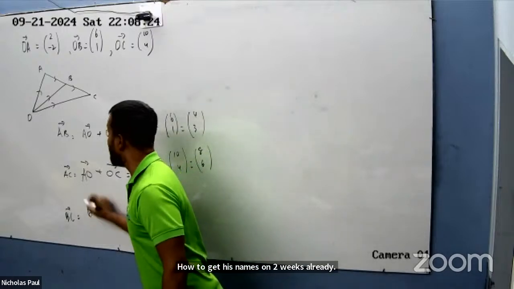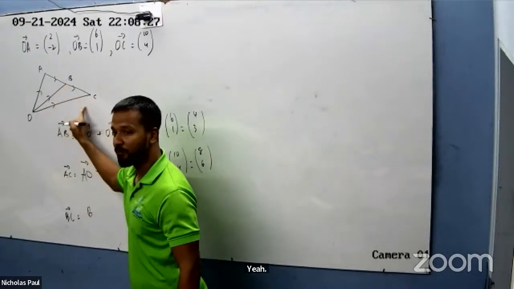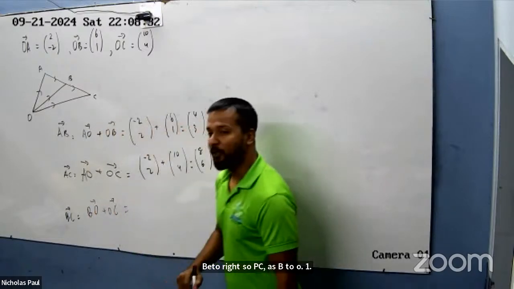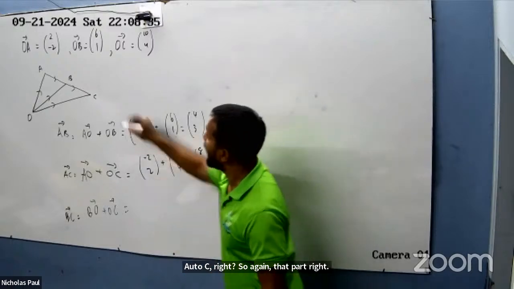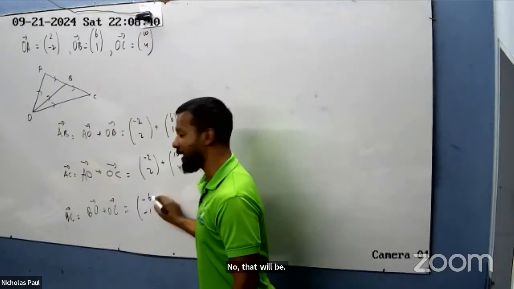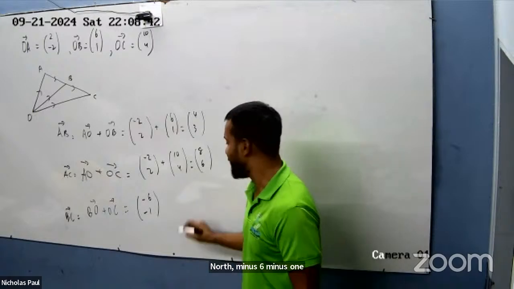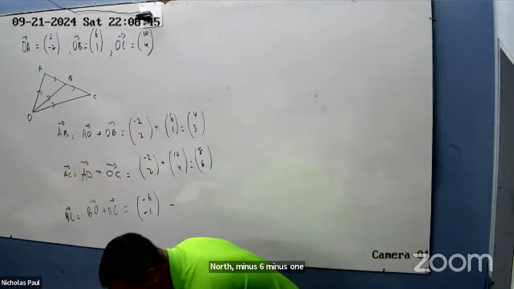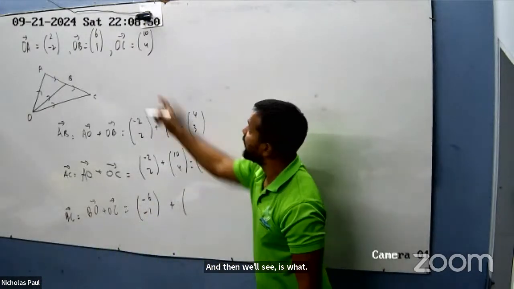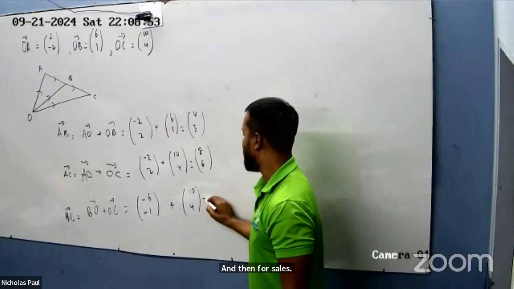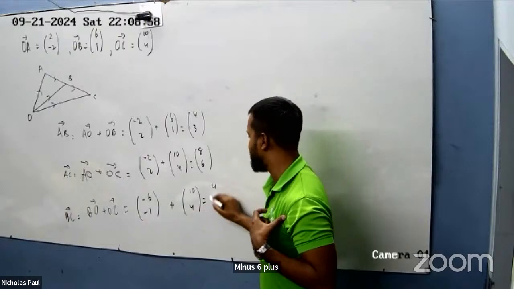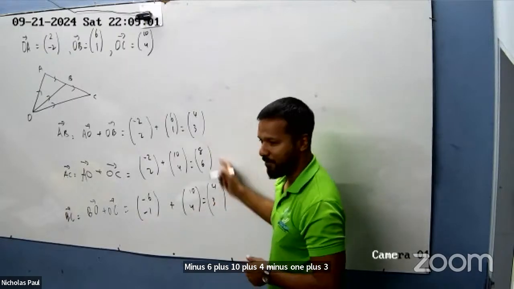B to O, right? So BC is B to O and then O to C. What is B to O? No, that's OB. It's minus 6, minus 1. Change the signs. And then OC is 10, 4. Minus 6 plus 10, that's 4. Minus 1 plus 4, that's 3. What do you all recognize about everybody here?